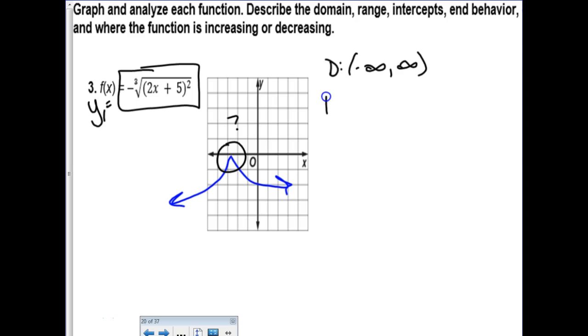Any thoughts on range? Remembering range is a low to high interval for y's. I heard negative infinity to 0. Good. Now, some of you are still having trouble with what to do with the bracket parenthesis issue. Since we're claiming there is an ordered pair right here, we need to use a bracket. The only time you would not use a bracket would be if you have an infinity, if you have a hole, or you have an asymptote, which we don't have any of those things.